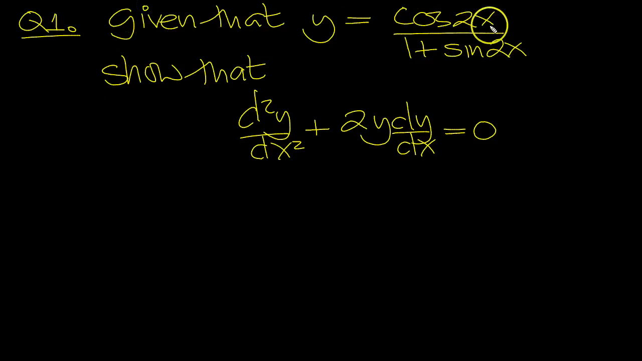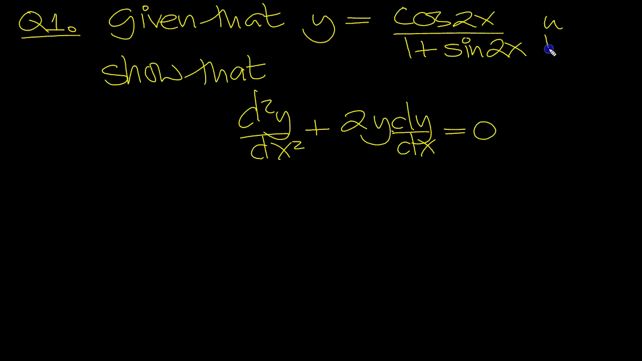Given that y equals cos 2x over 1 plus sine 2x, show that d2y by dx squared plus 2y dy dx is equal to 0. So let's have a look at this little problem here. We're going to need to differentiate to get dy dx, and also d2y by dx squared. So let's just start by differentiating this.